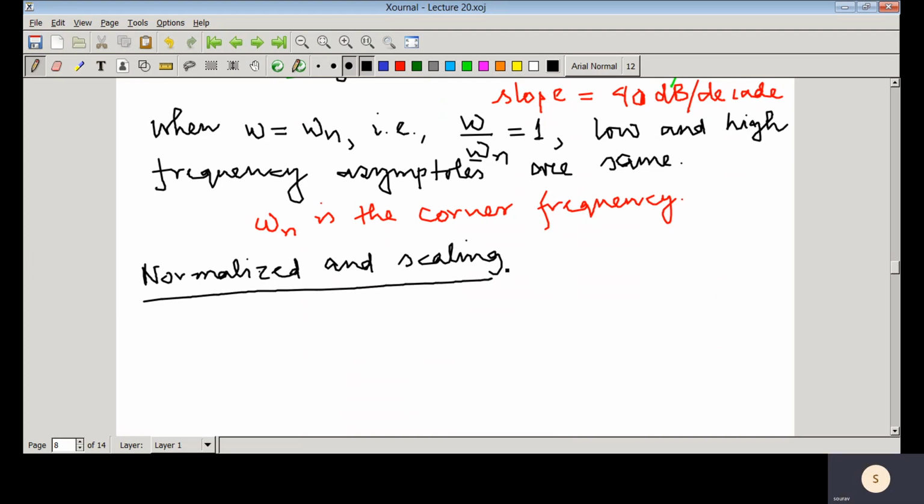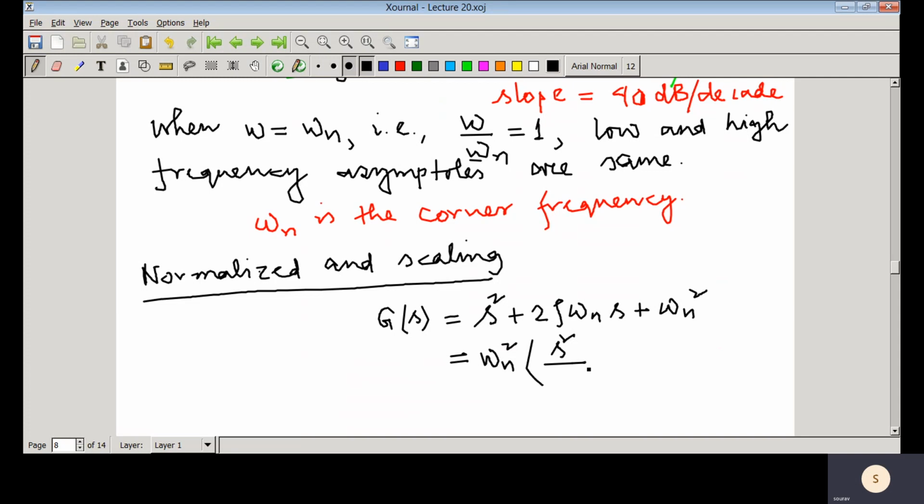So, normalized and scaling. We have that factor, g of s equal to s square plus twice zeta omega n s plus omega n square. Now we can write it, that means if we take omega n square common, it would be s square by omega n square plus twice zeta s by omega n plus 1.